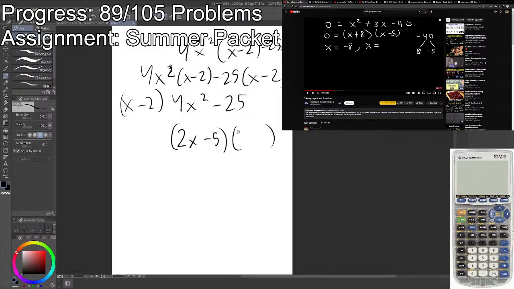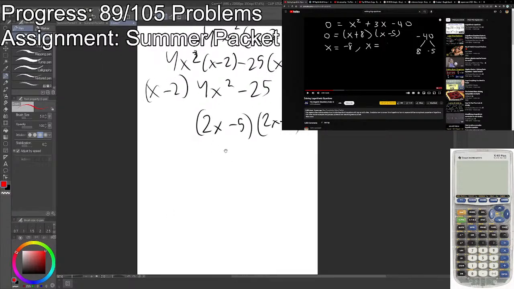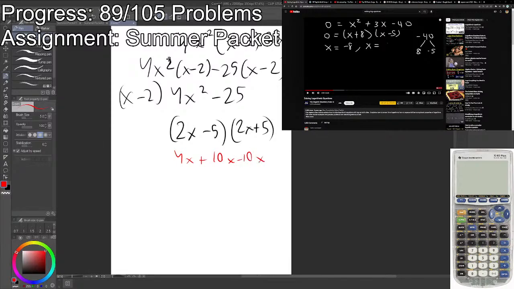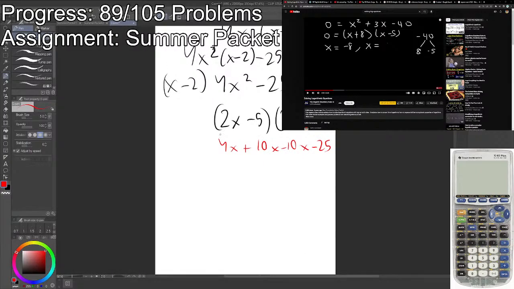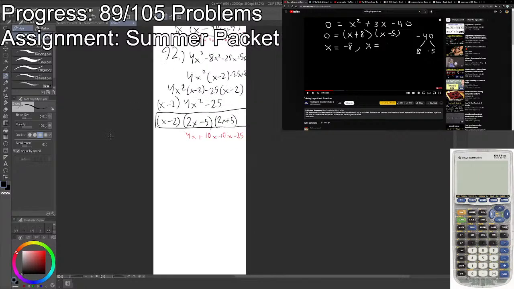2x minus 5, 2x plus 5, okay. And I'll make sure, even though Photomath told me. Minus 25. Yeah, okay. Yeah, very creative. It's a tough one. I totally figured it out. Let's go.